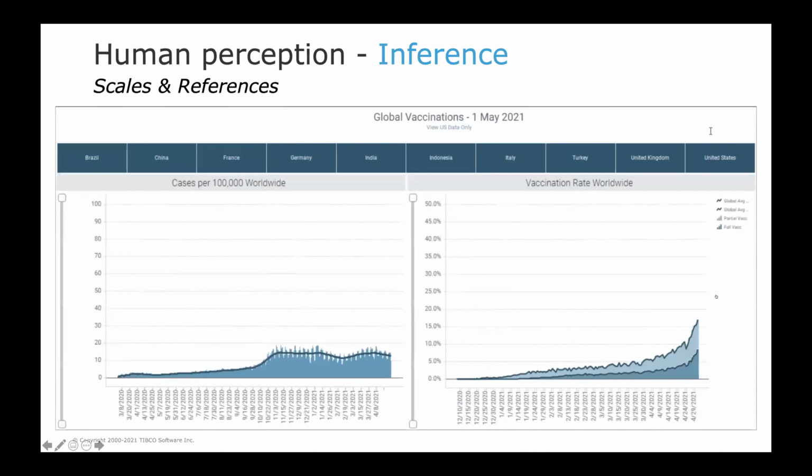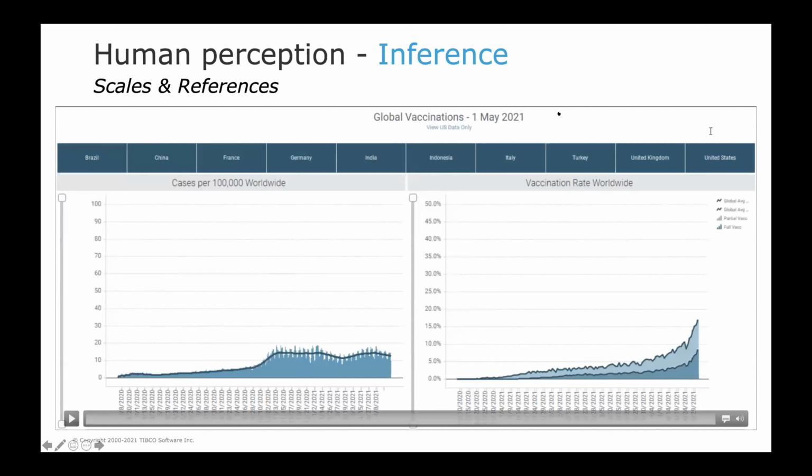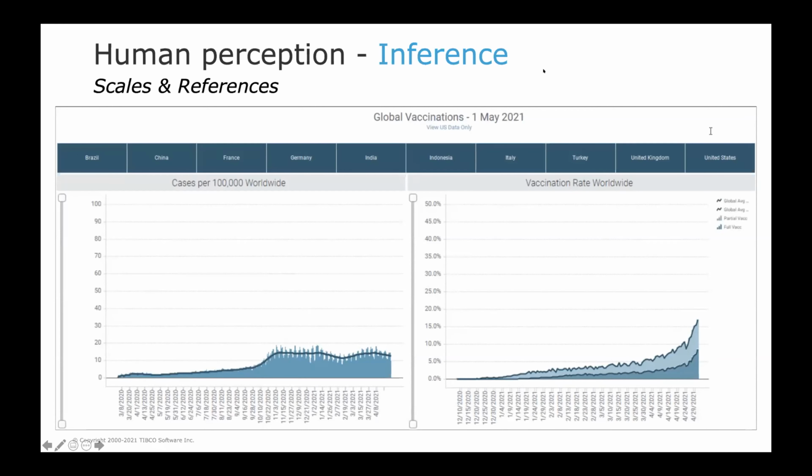Yeah. So I think another important thing to do is to try and keep the scales common when you're making comparisons. This is a graph from our latest version of the COVID application on our website. And this is where we've added the vaccinations data recently.